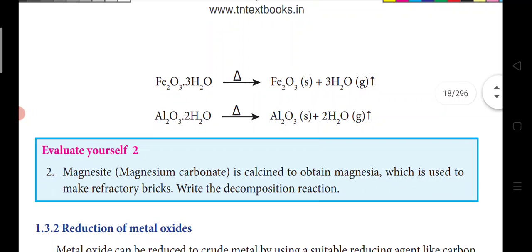So if you see here, iron oxide along with 3 molecules of water, so that water molecule, that is hydration, will be removed or expelled as vapor. Here also alumina is there, Al2O3.2H2O, the 2H2O will be removed as water.